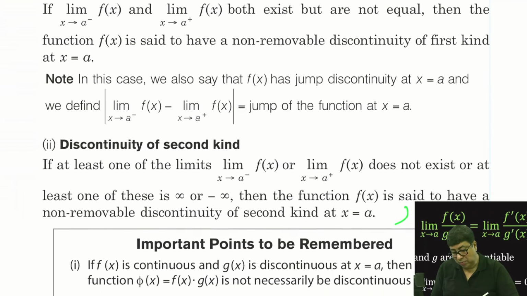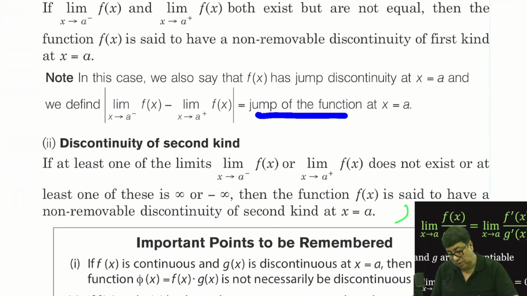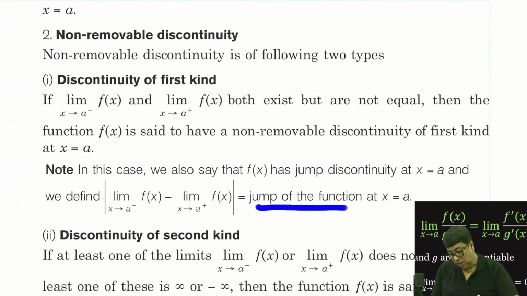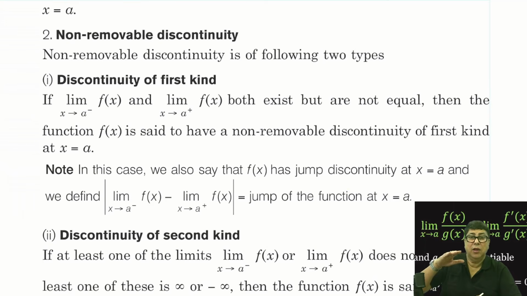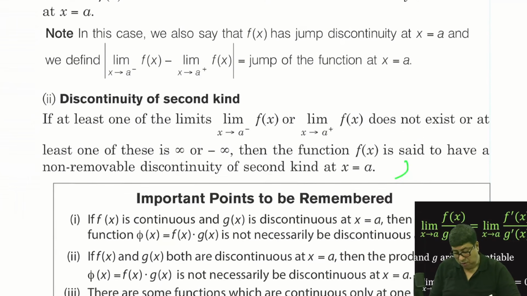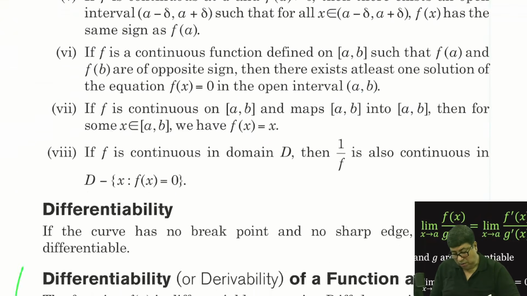All other types are not so important, but remember one thing: jump discontinuity is very important. What is a jump? The limit as x tends to a minus of f(x) and the limit as x tends to a plus of f(x) both exist, but are not equal. One is at a lower or higher value, and the other is at another lower or higher value, so you have to jump to make it continuous. This is the concept, which is why it is called jump discontinuity. This is the total picture of continuity.